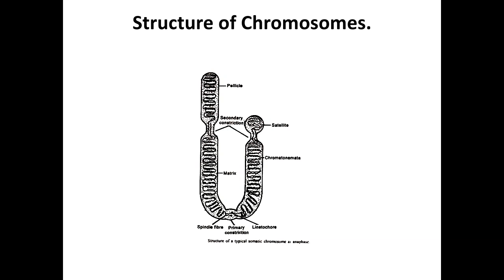Now see within the structure of chromosome diagram. At the top, the pellicle, then the secondary constrictions, matrix, then the spindle fiber at the base, at the middle primary constriction, then chromonemata, and at the end is satellite. These things are present within the structures of chromosomes.